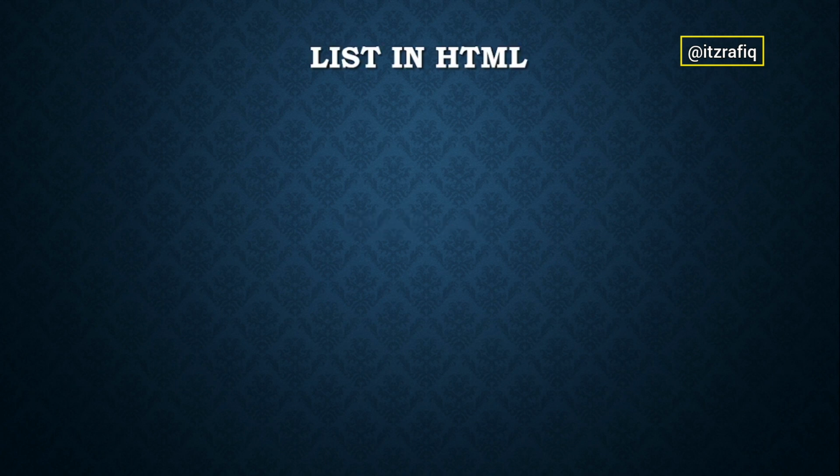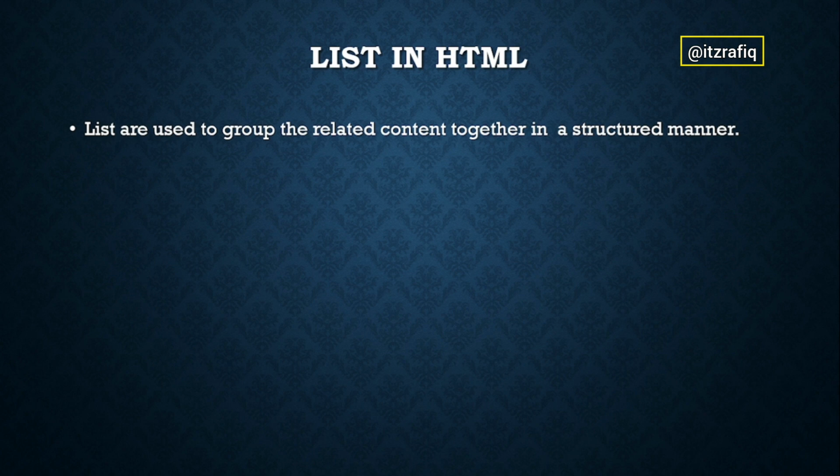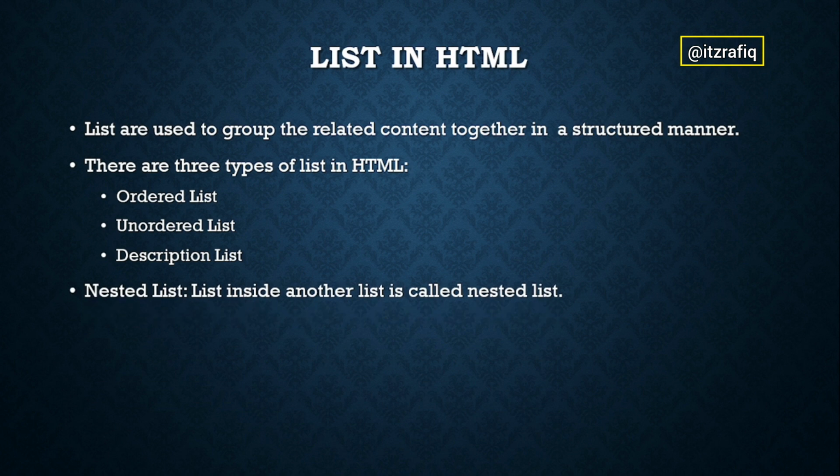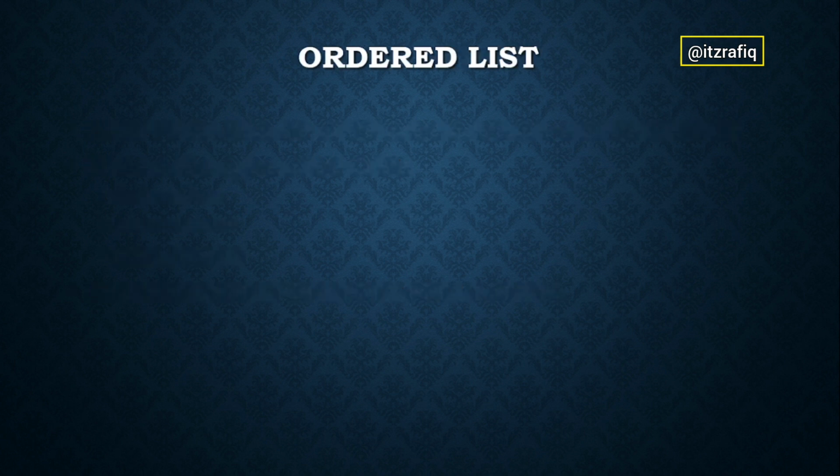Part 2. In part 2 we will get lists, tables and images. First let's come to the list. Lists are used to group related content together in a structured manner. There are three types of list: ordered list, unordered list and description list. Nested list we will also get, but this does not come in the category. We got nested loops in C also, same this way. When we make a list inside a list, this is known as a nested list.